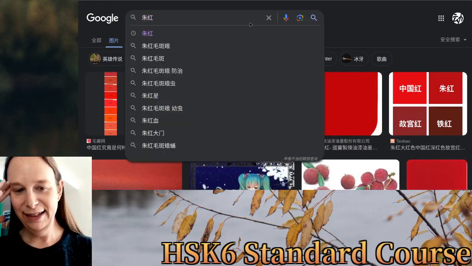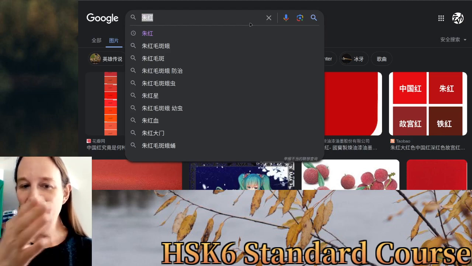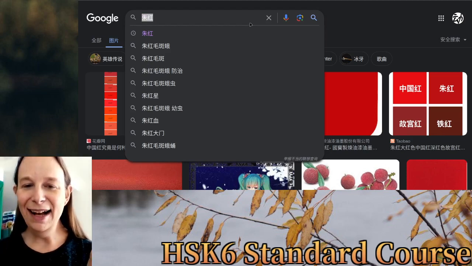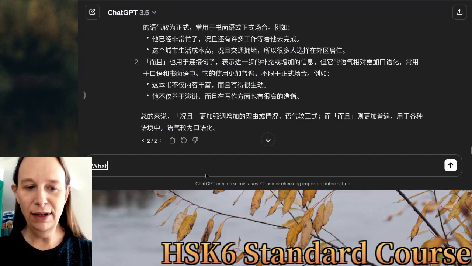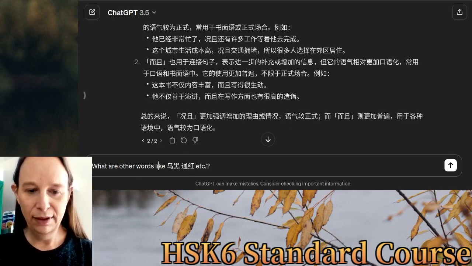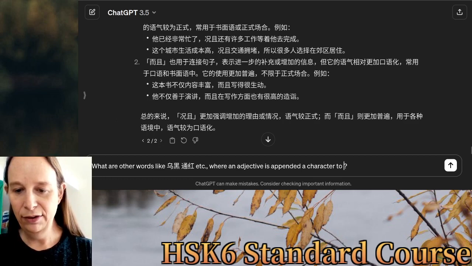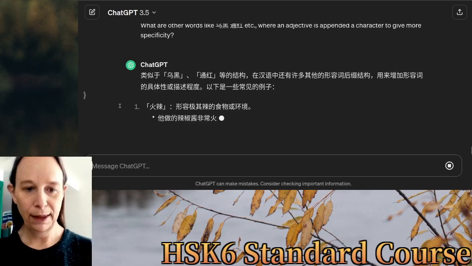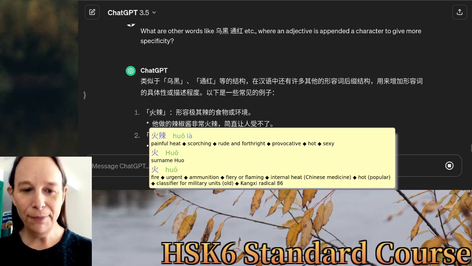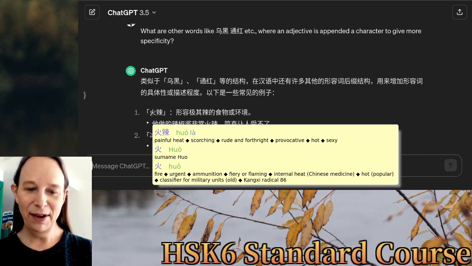What are some other words like this? There is a lot. I just can't think of any. Basically, they mean an adjective with a character appended. What are other words like 乌黑, 通红, etc., where an adjective is appended a character to give more specificity? 火辣. Oh, yeah, that's a good example. 辣 is spicy, right? So, 火辣. Painful heat. Oh, it's not just that spicy, is it?